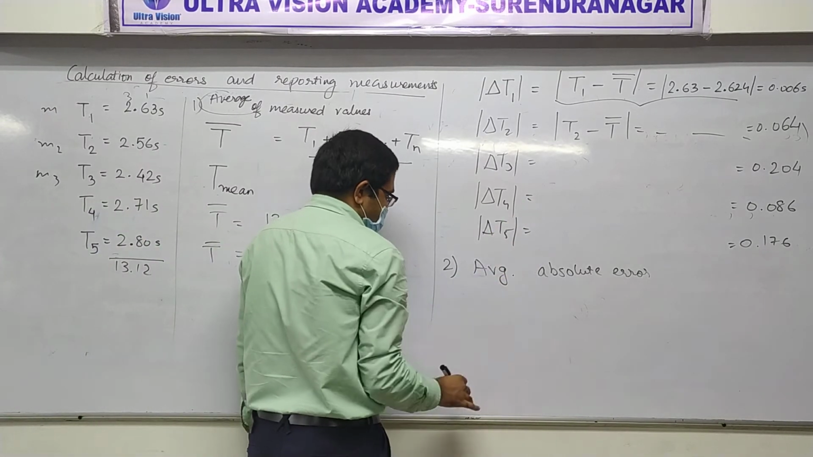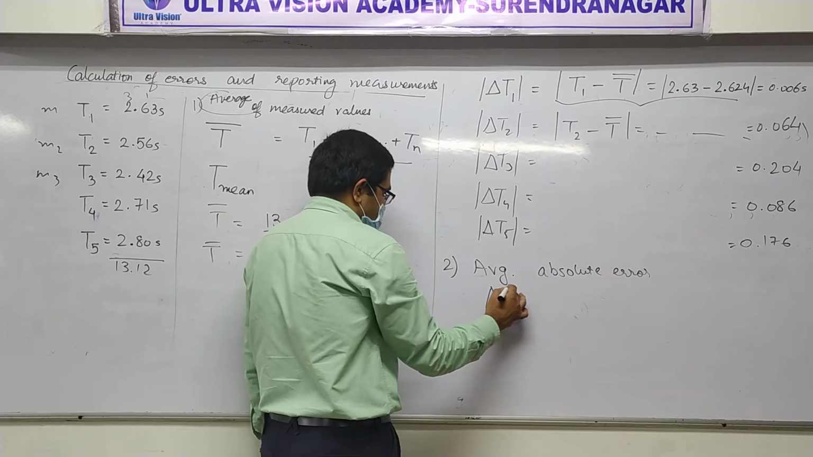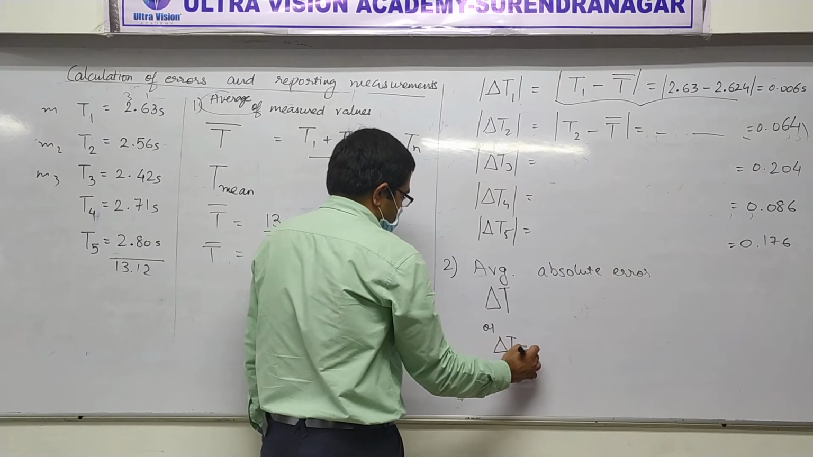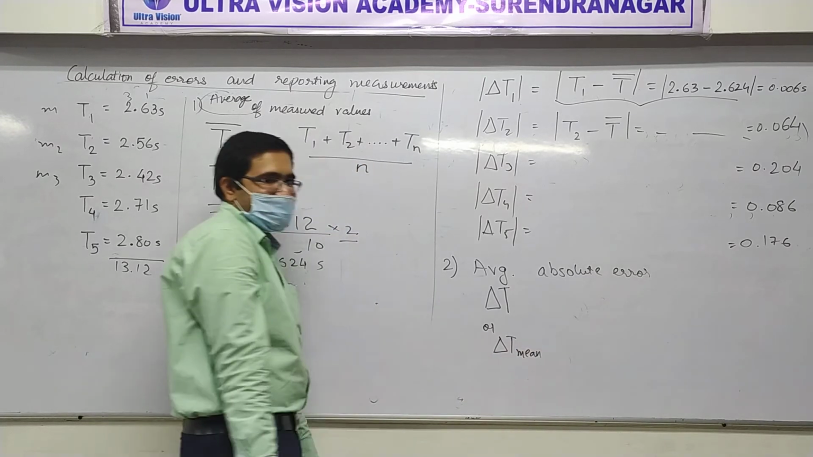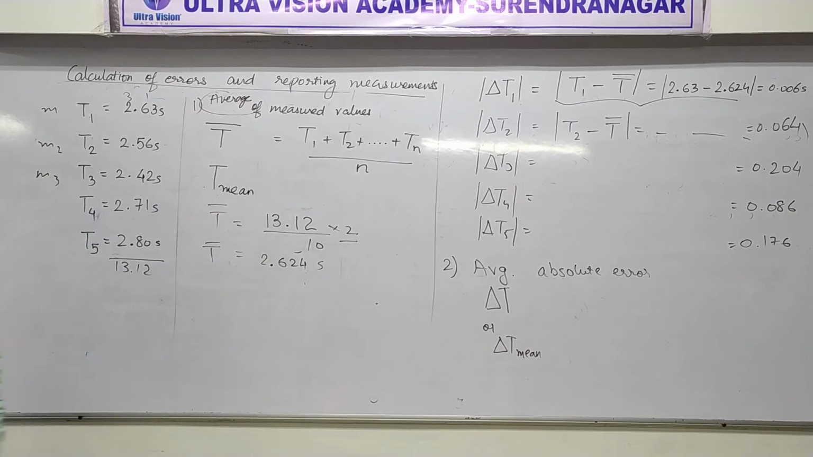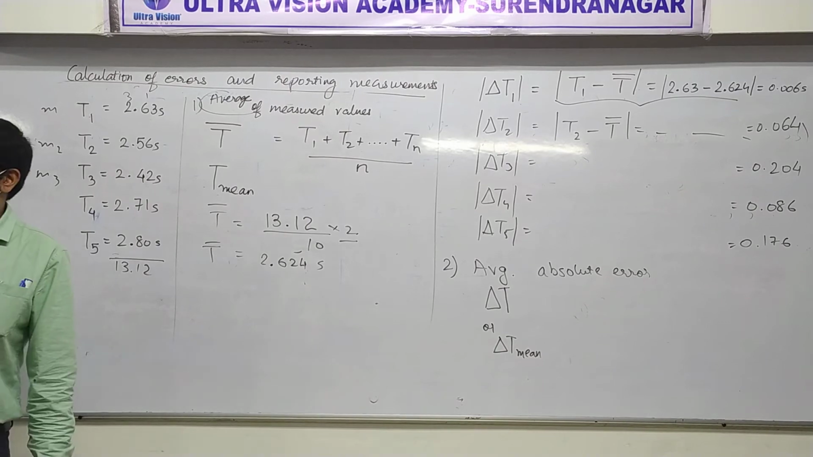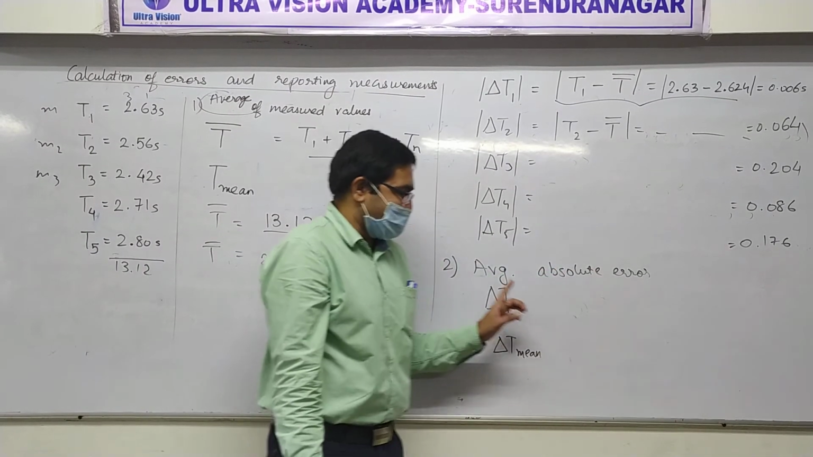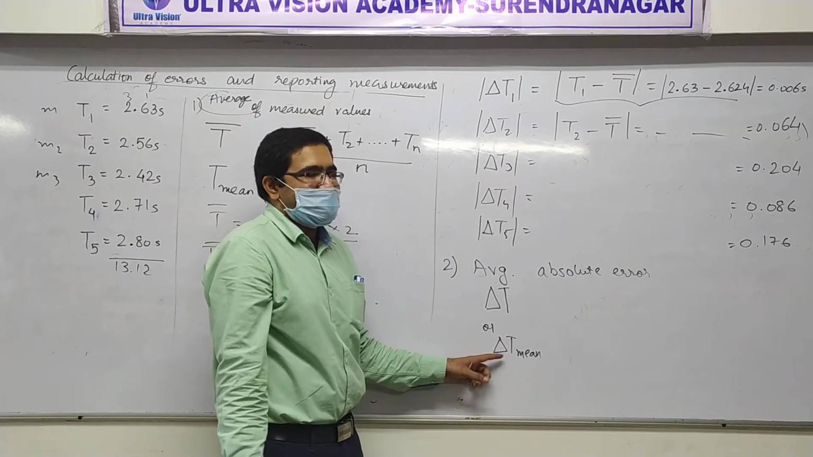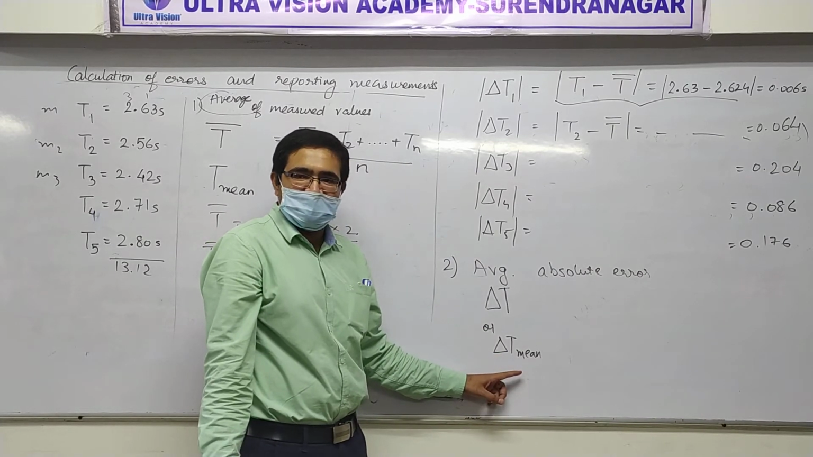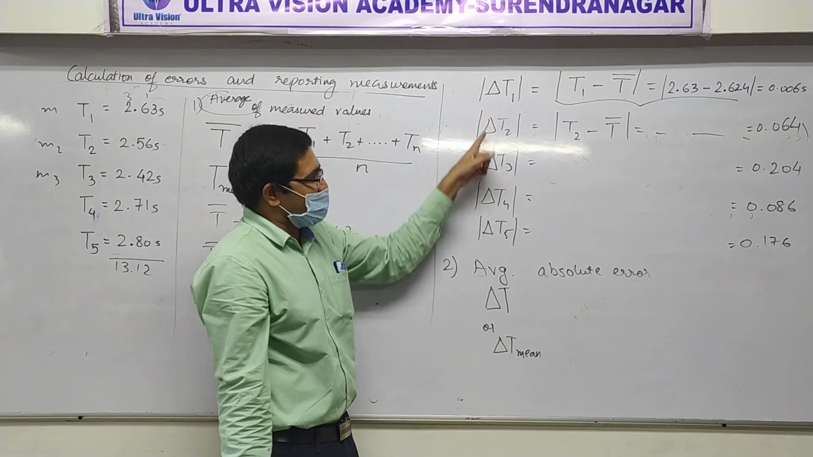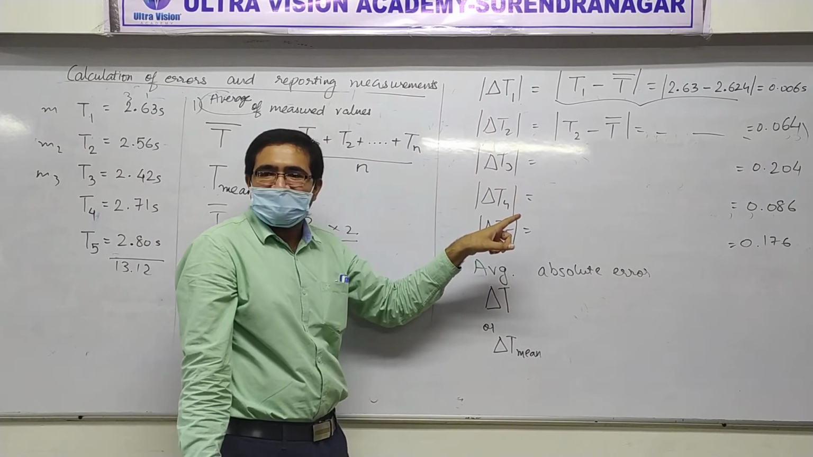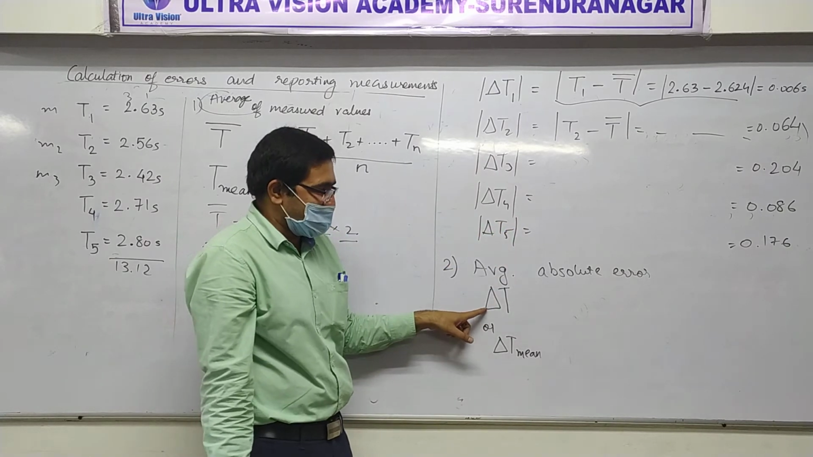Symbol for average absolute error is delta T or delta T mean, whichever you want to write. Yeah, but these are different. Please mind it. Delta T is not same as delta T1 or delta T2 or anything. It is the average of all these.